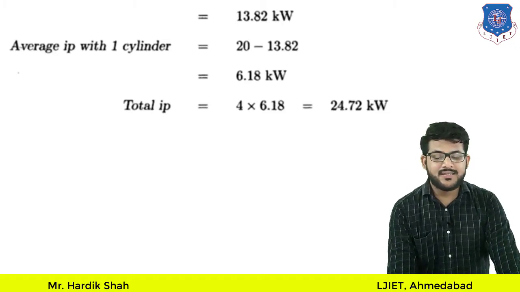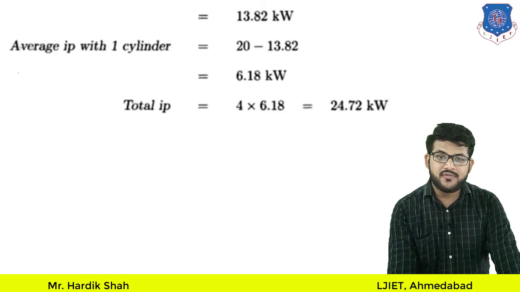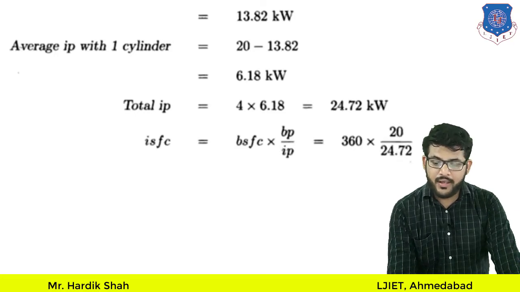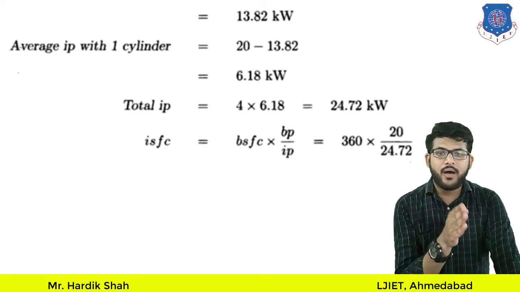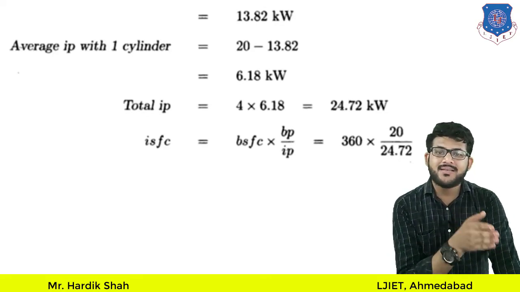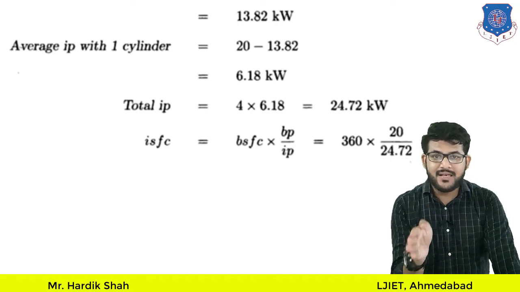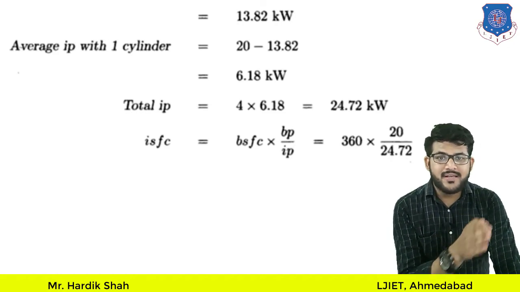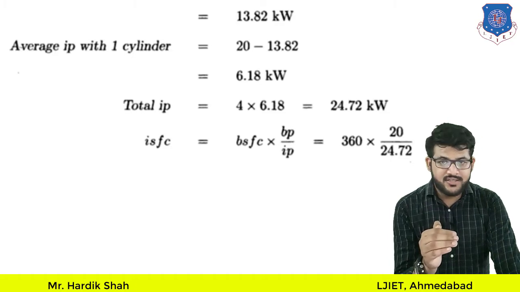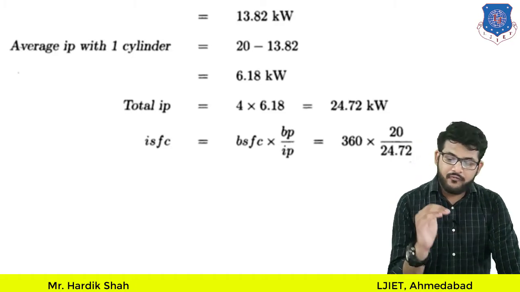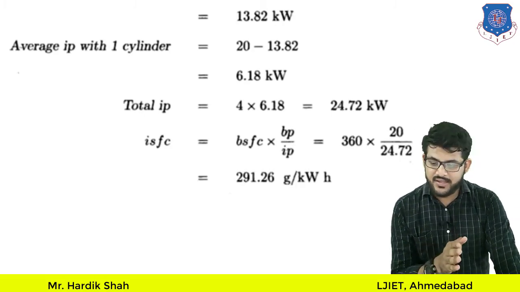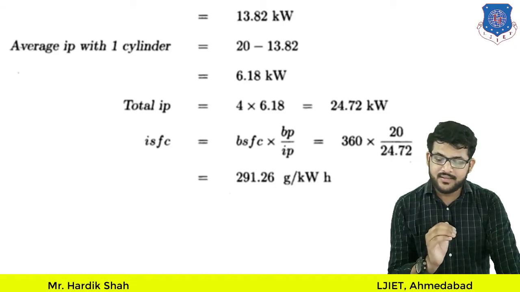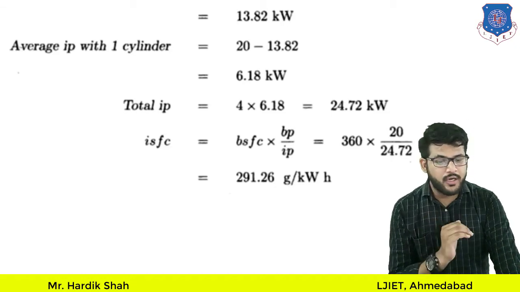Now we will find the ISFC. The formula for ISFC comes from the brake power part. You can simply say that both the powers are the same, so ISFC into IP equals BSFC into BP. From that fraction we can find ISFC. We know brake power, and we know IP, that is 24.72, so now we get the ISFC, that is 291.26 gram per kilowatt hour.